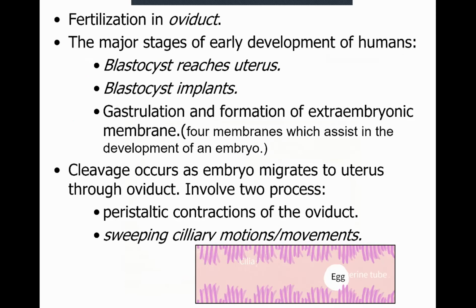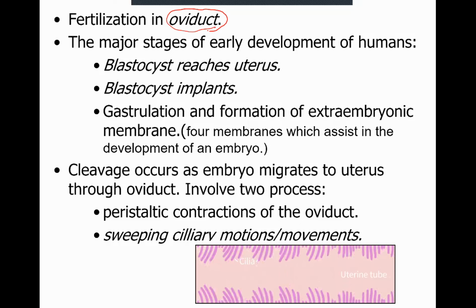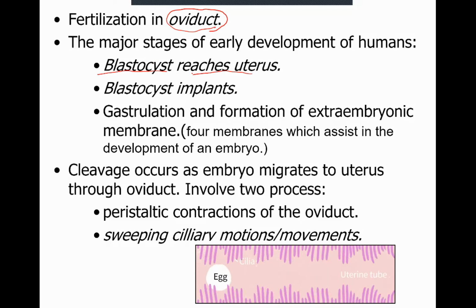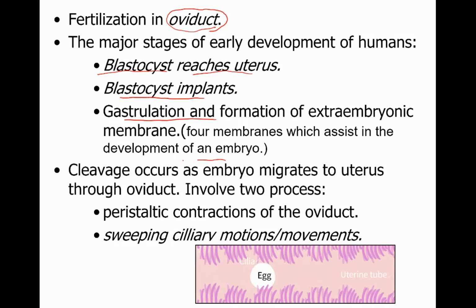Okay, so the whole process of embryonic development. So remember, it starts with the process of fertilization, where fertilization happens in the fallopian tube, or we call it the oviduct, right? So the major stages of early development of human involve the blastocyst reaching the uterus, right? So maksudnya the development starts, right? Secara orang kata apa, major as the blastocyst reaches the uterus and the blastocyst implants in the wall of the uterus, right? And after that, gastrulation and formation of extra embryonic membranes begin, right? So what are extra embryonic membranes? So the extra embryonic membranes, basically 4 membranes, right? That assist in the development of the embryo, right? What are the extra embryonic membranes? So we will discuss afterwards.